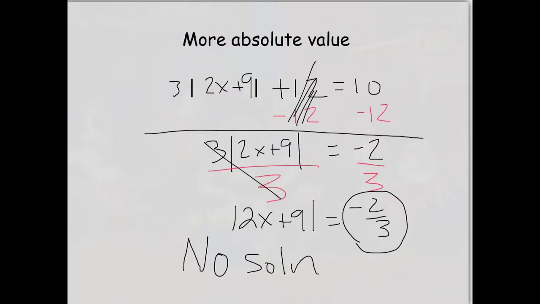Now you might have tried to do more work with it, but once you have the absolute value by itself and the other side is negative, you know that there's not going to be an answer that will ever get this absolute value to be a negative.